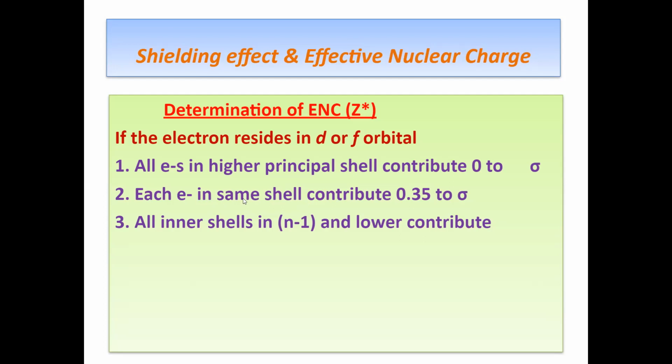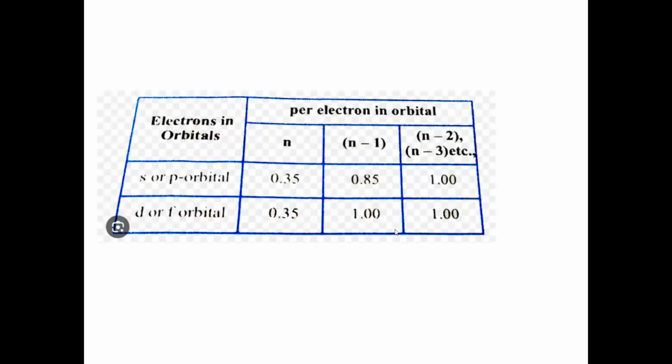Each electron in the same shell contributes 0.35. Same shell means the outermost shell, the principal shell, and that value is 0.35 to sigma. And all inner shell electrons, the n minus 1 penetrating shell, contribute a different value. And the deeper ones are 1.0.